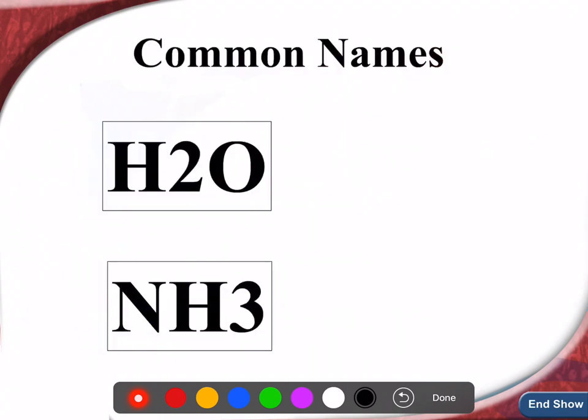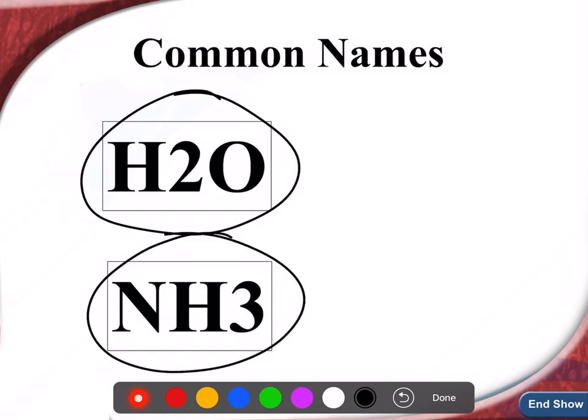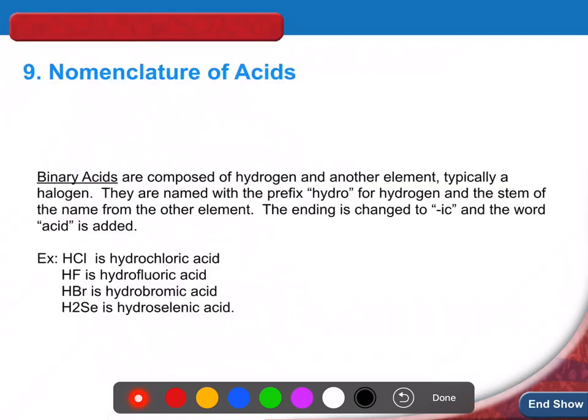Some things you need to know the common names. Obviously, if you see this, it's not dihydrogen monoxide, it's water. This is ammonia. We talked about that in class. And we will stop there, and I'll talk about acids in another video.